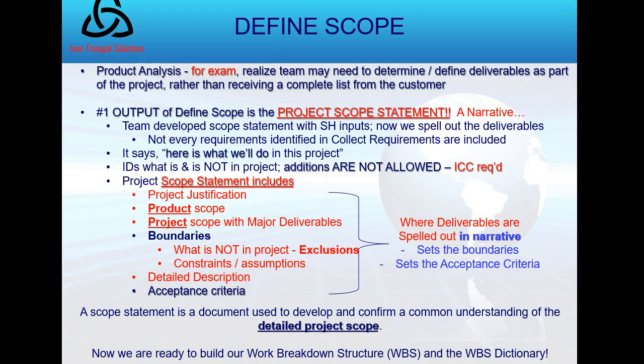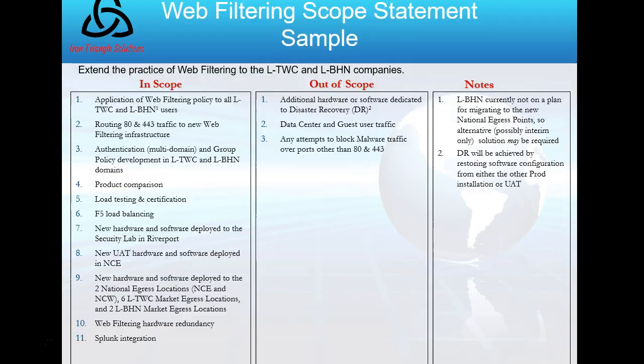I also list on this slide the project scope statement, which is the output of define scope, and everything that's in it. So remember, I said the project justification, product scope, project scope, what are the boundaries of my scope, detailed description, and acceptance criteria. That sort of thing. Okay.